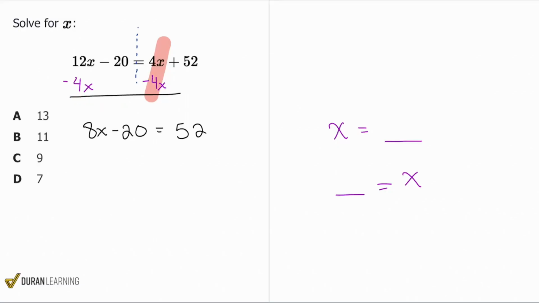Now, if we take a look at 8x minus 20 equals 52, oh, this is a lot more friendly than we were thinking of, right? This is much friendlier than what we had before. So now we can solve this. Now we're good to go.